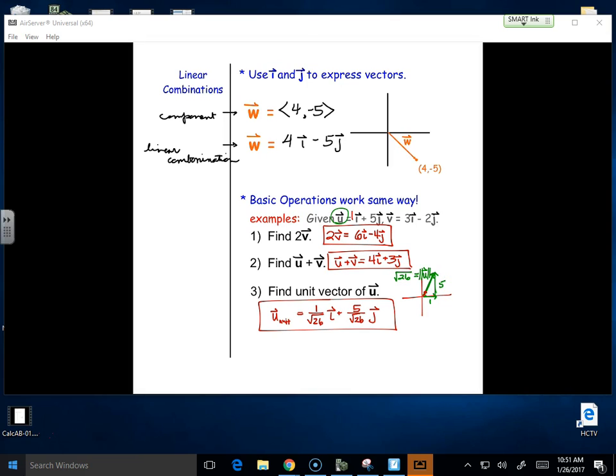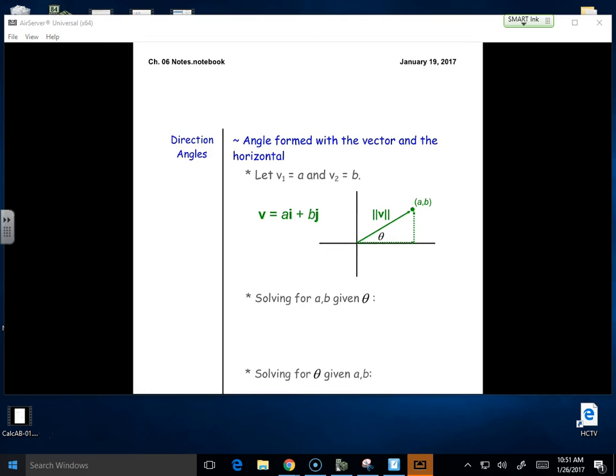Yep, it's geometry applied. Let's go. All right.